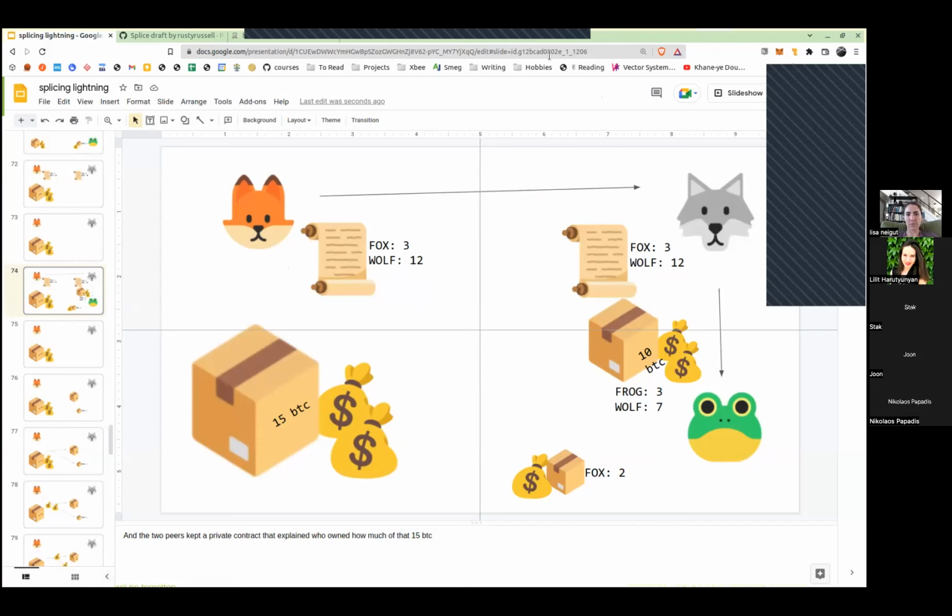With one more question that I want to read on behalf of Cody. The question is: is that swap atomic? It seems like you are trusting Frog for the swap versus splicing. The off-chain only happens if the on-chain goes through.